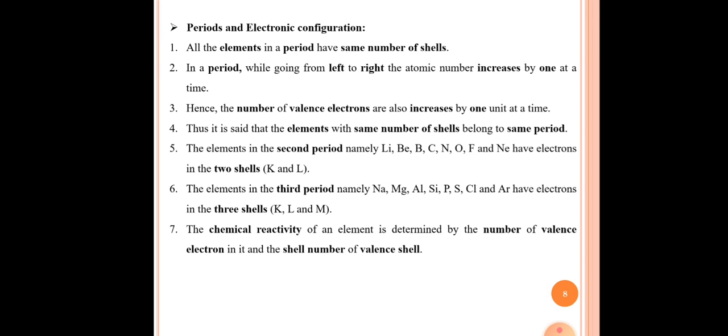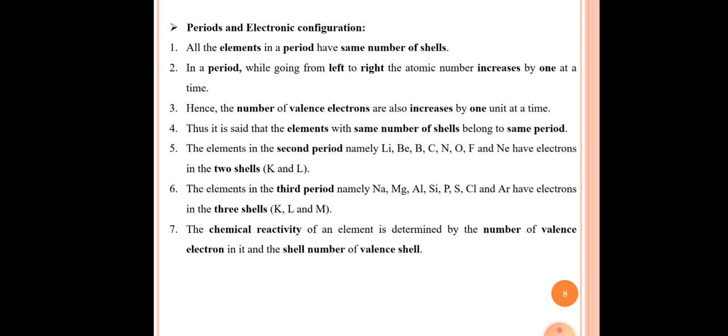The second point here is, in a period, while going from left to right, the atomic number increases by 1 at a time. Okay? In a period, while going from left side to right side, the atomic number increases by 1 unit at a time. So the third point here is, hence, the number of valence electrons also increases by 1 unit at a time. Okay? As the atomic number increases by 1 unit, the number of valence electrons also increases by 1 unit at a time when we move from left side to right side in a period.